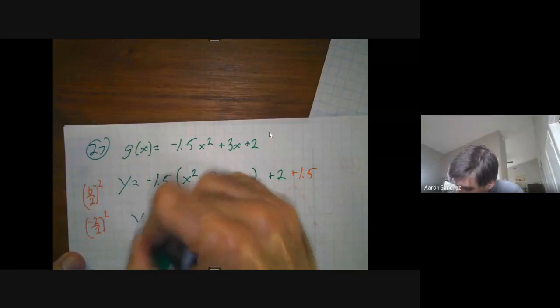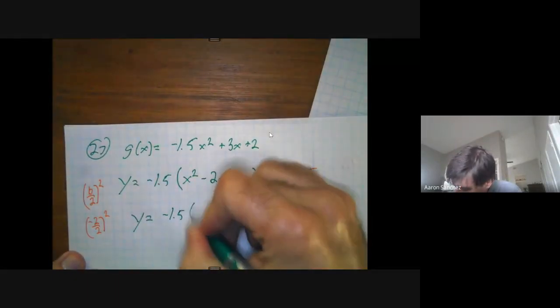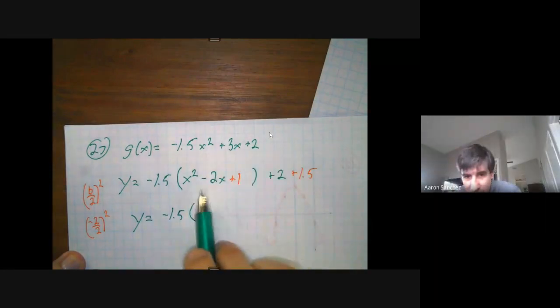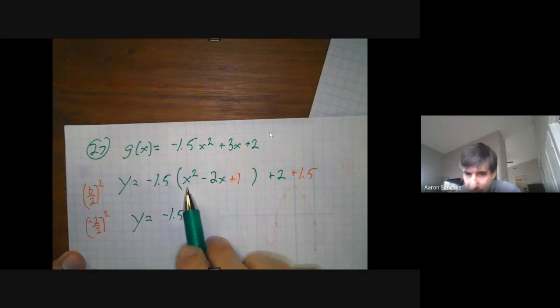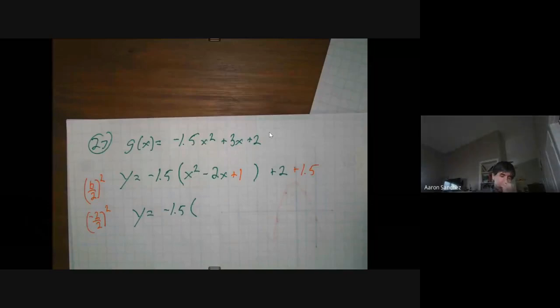So to graph it is -1.5 times, this is a perfect square. Now you can factor it the way I showed you before. I'm going to pause so you guys can catch up. Are there any questions while I'm pausing? Okay, I'll move on in 5 seconds.